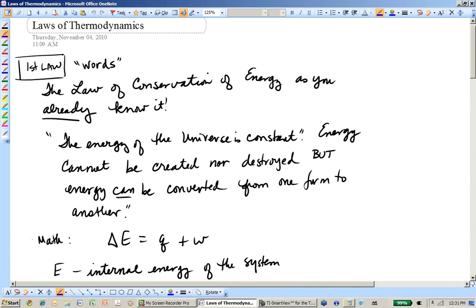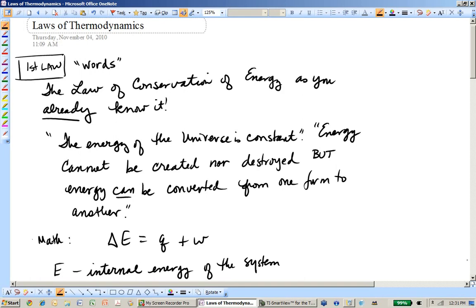Like I said, this particular set of lecture notes is going to deal solely with the first law of thermodynamics. You already know the words for the first law of thermodynamics. It's called the law of conservation of energy, as well as the first law of thermodynamics, interchangeable terms. And you can probably stand up and recite it much like the Pledge of Allegiance. The energy of the universe is constant. Energy cannot be created nor destroyed, but energy can be converted from one form to another. Quote, unquote.